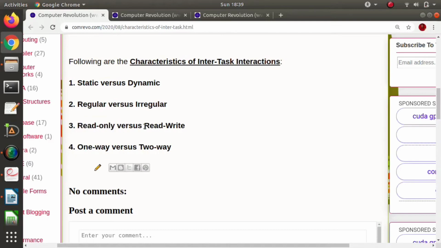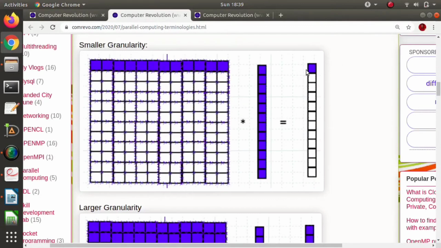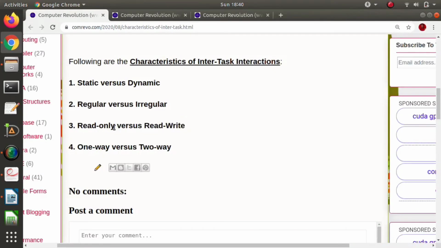While when the tasks are reading the values and also writing values in the shared memory, then it is called read-write interaction. For example, this matrix multiplication. So this is one task, this is another task, this is third task. All the tasks are reading the values for this vector from the shared memory. So this is the read-only interaction, when the different tasks are just reading the values.